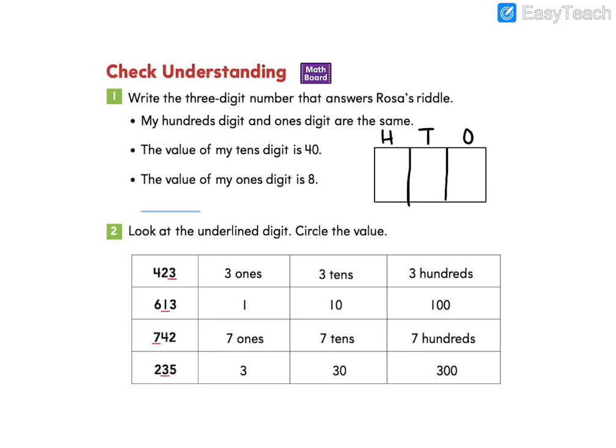For number 1, I'm going to use the place value chart to help me. I know the value of my ones digit is 8. So I'm going to go ahead and place that in my ones place. I also know that my hundreds digit and ones digit are the same. The value of my tens digit is 40. I know 40 is equal to 4 tens. So your answer should have been 848.